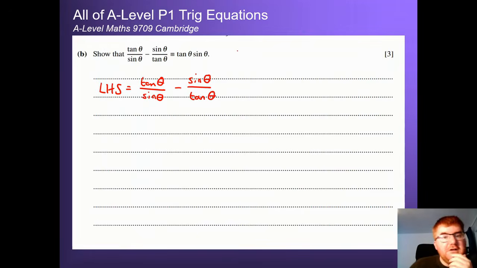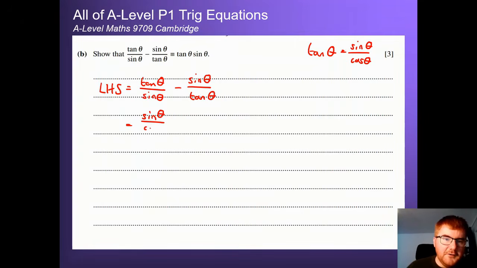Again, a couple of ways you can approach this. Generally, I'm going to use the identity from before. So tan theta is equal to sine theta over cos theta. Again, wherever I see a tan, I'm going to put sine over cos. So let's pop that in. So we get sine theta over cos theta, now divided by sine theta, minus sine theta over sine theta over cos theta.